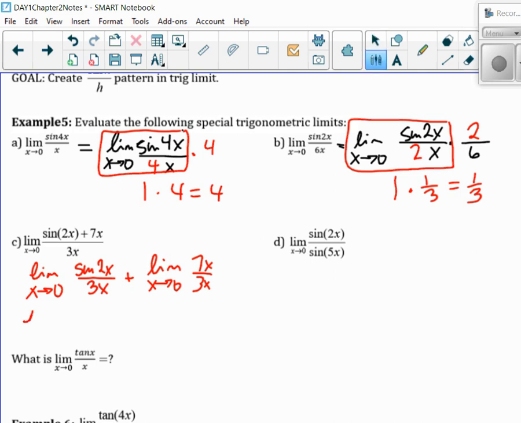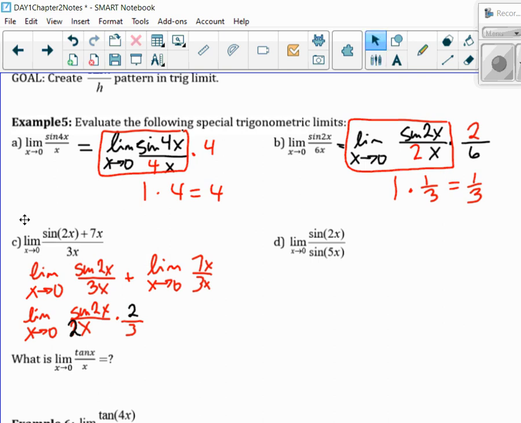So the limit as x goes to 0 of sine 2x, I'm going to put the x there. I'm going to scooch the 3 over. That's still the same. I'm going to leave this for right now. So what do I need to put on top? I need a 2. So I'm going to do a different color. I need a 2 here and a 2 there. Now I have the setup.